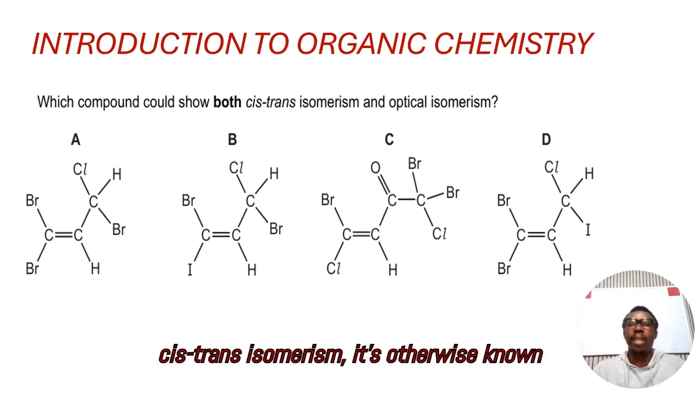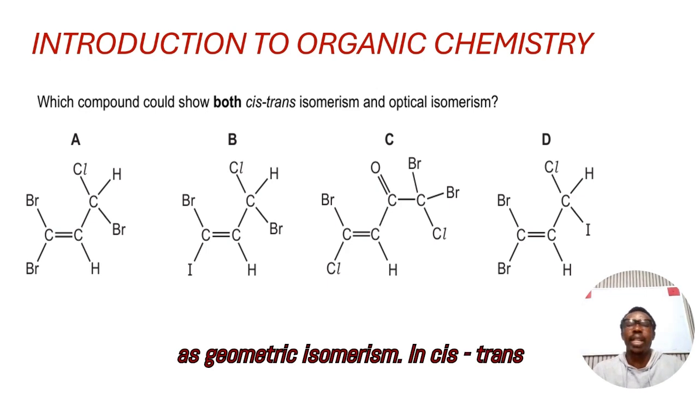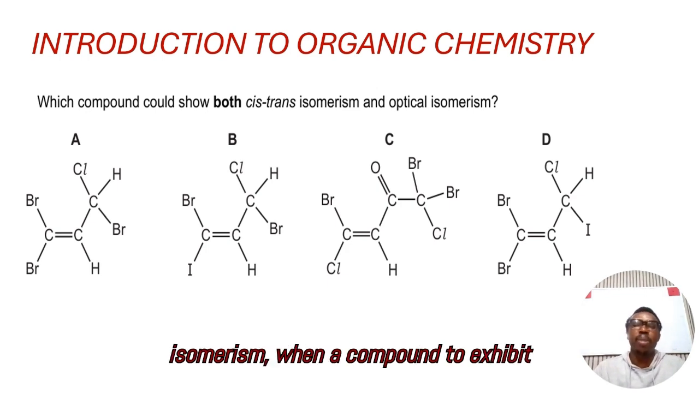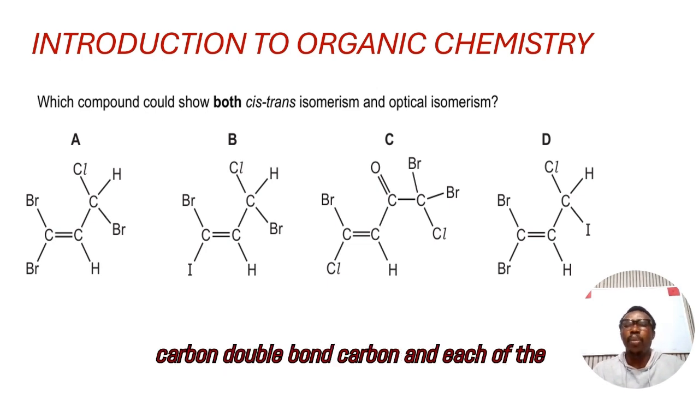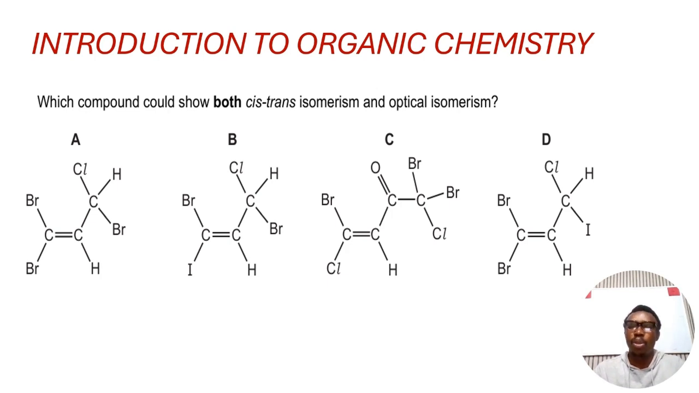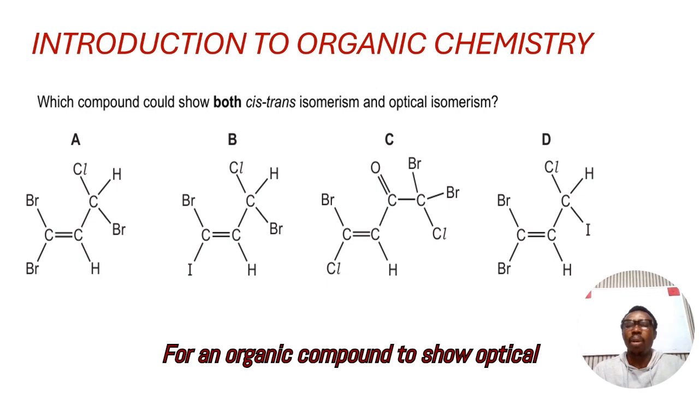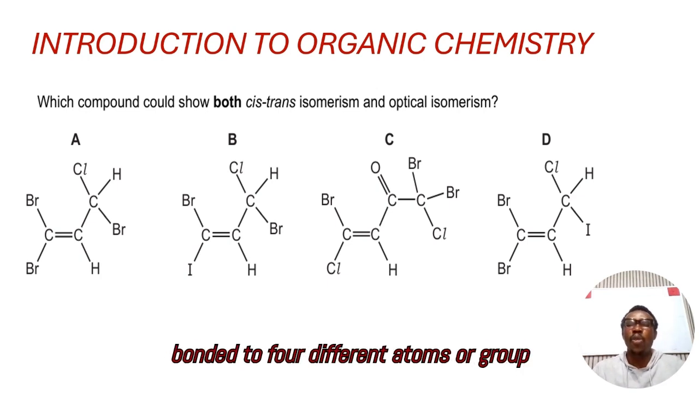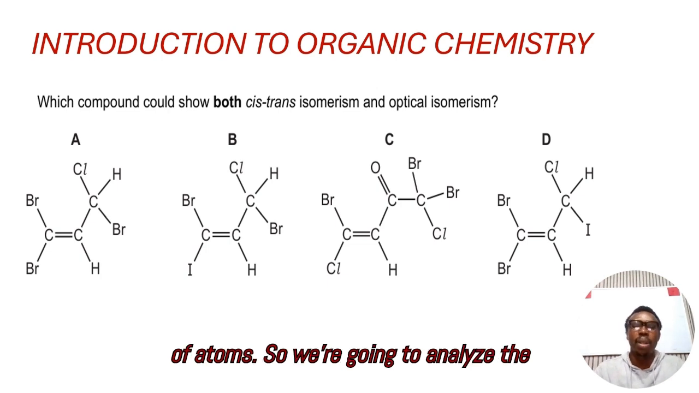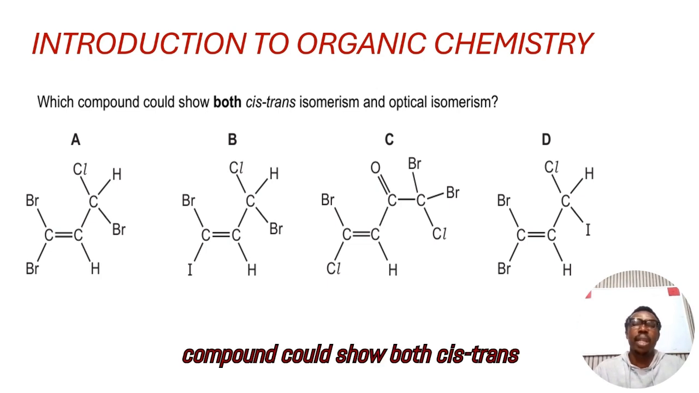When we talk about cis-trans isomerism, it is otherwise known as what? Geometric isomerism. For a compound to exhibit this type of isomerism, it must contain a carbon double bond carbon, and each of the carbon double bond carbon must be bonded to two different atoms or group of atoms. Then we talk about optical isomerism. For an organic compound to show optical isomerism, it must contain a chiral carbon, which is a carbon atom that is bonded to 4 different atoms or group of what? Atoms. So we're going to analyze the options and see which compound could show both cis-trans isomerism and optical isomerism.